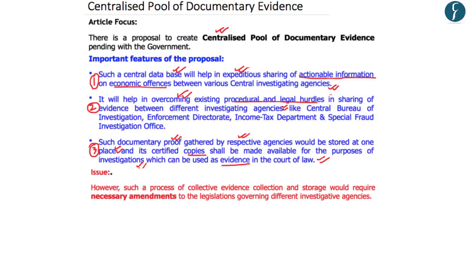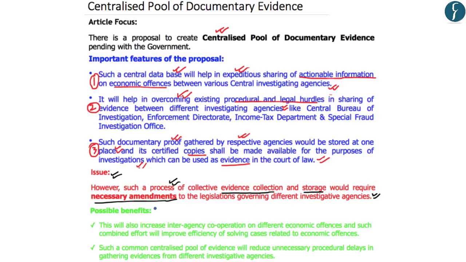Now the main issue with this centralized pool of documentary evidence is that such a process of collective evidence collection and storage of this evidence would require necessary amendments to the legislations governing different investigative agencies.